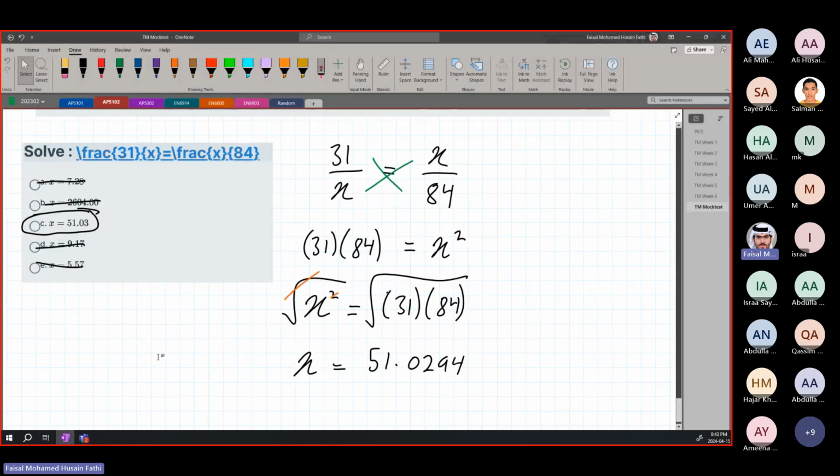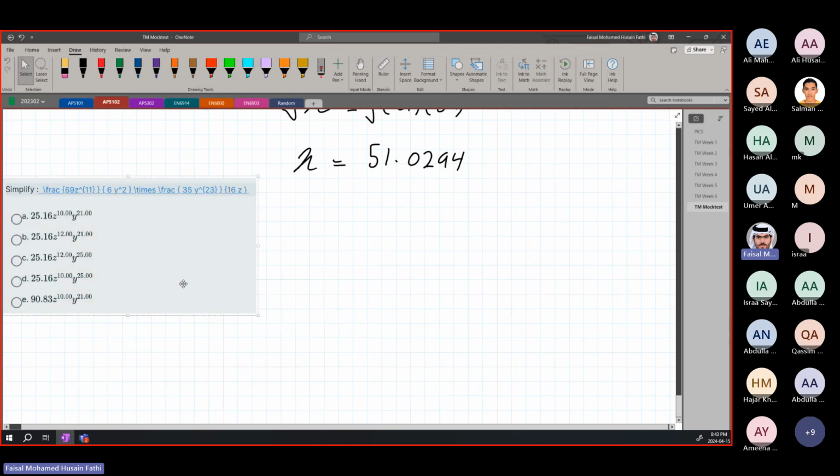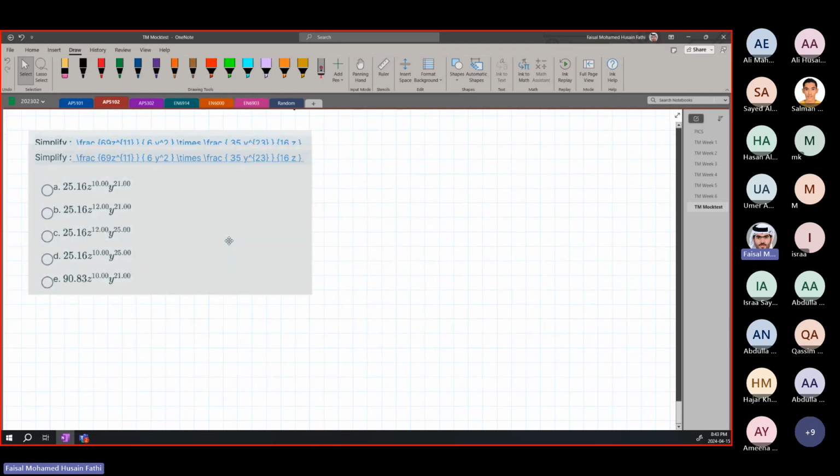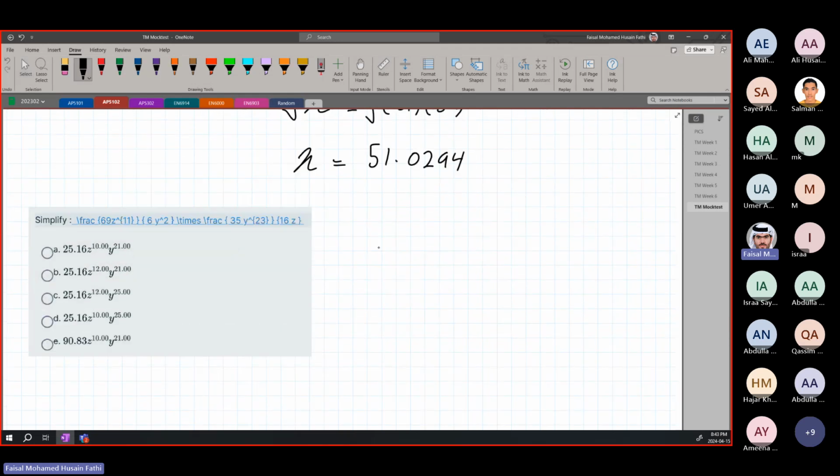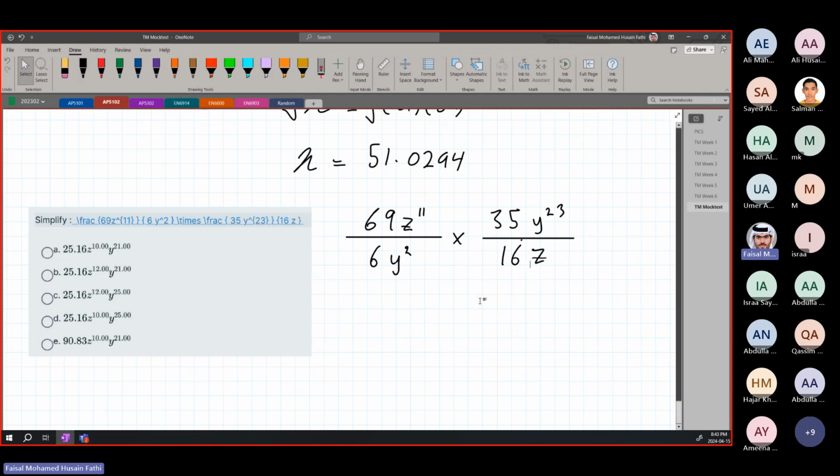Here I'm going to have to do some coding in my head. One second. And then a fraction. So the question basically says we have this fraction, which is 69 z to the power of 11 over 6y squared, times another fraction, which is 35y to the power of 23 over 16z. Okay, so this is the question.